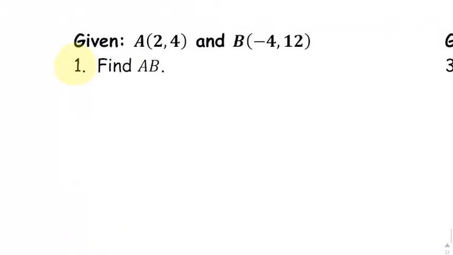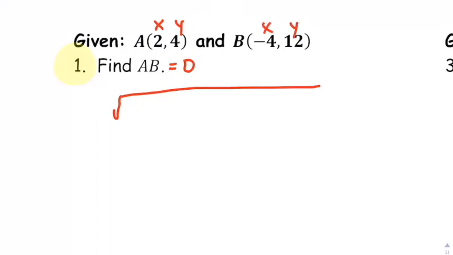Right, they're asking us to find AB. When they're asking us to find AB, this is implied. They're asking us for the distance right here. So we're going to use our distance formula. Remember, it doesn't matter on the order of what you call x1 and y1. I don't even really label it x1 and y1. I just label them x and y, x, y.